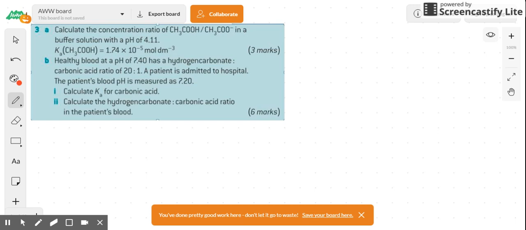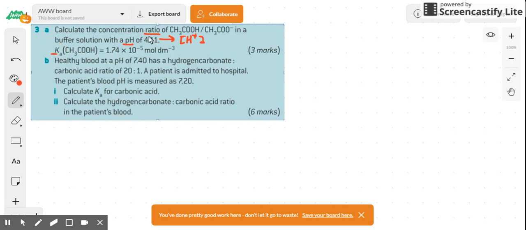This question is very interesting. It's about buffers, but also about ratios. Quite like it. So they tell us that the pH is 4.11. Every time that they give you the pH, then you know that you can calculate the concentration of protons. And usually only that is 1 mark.